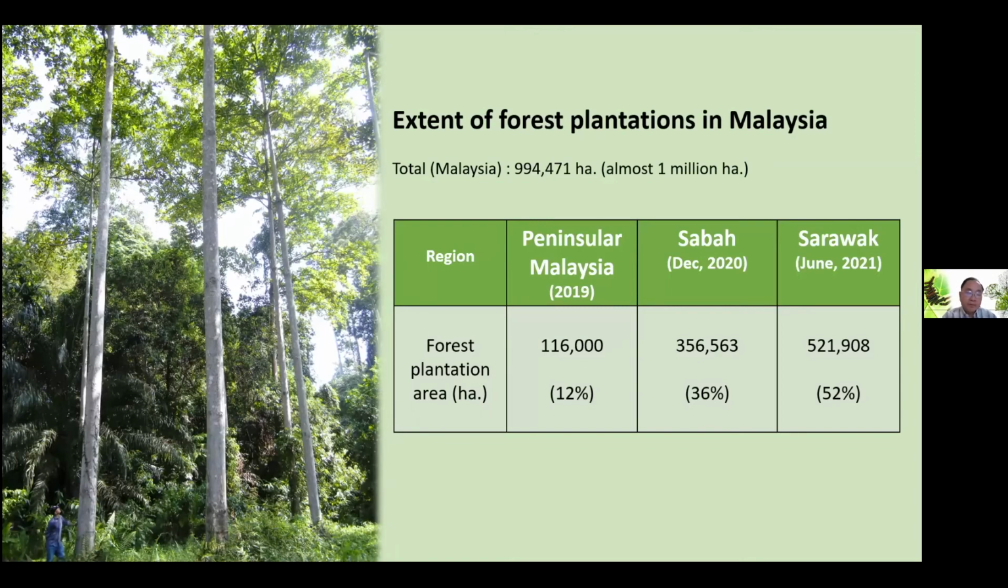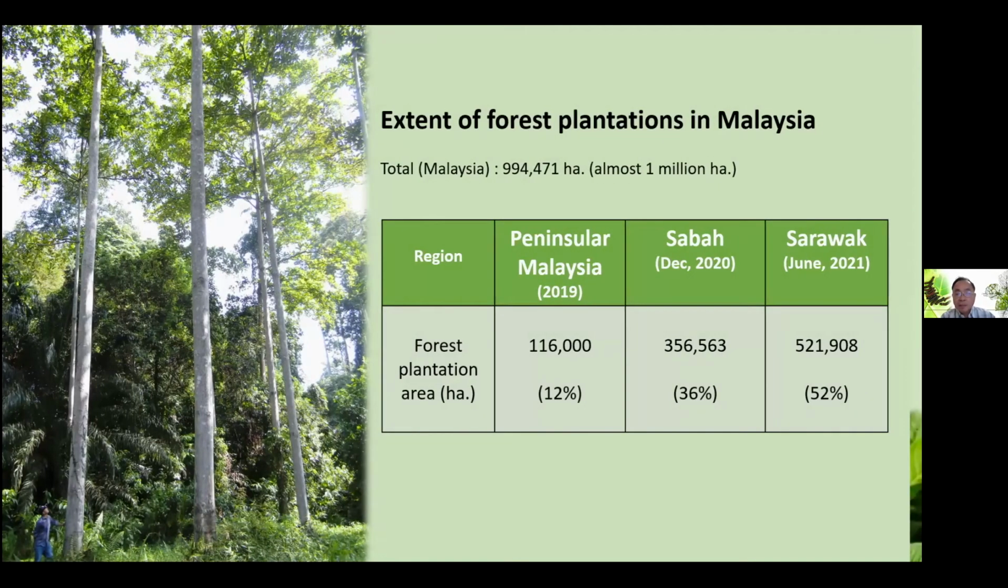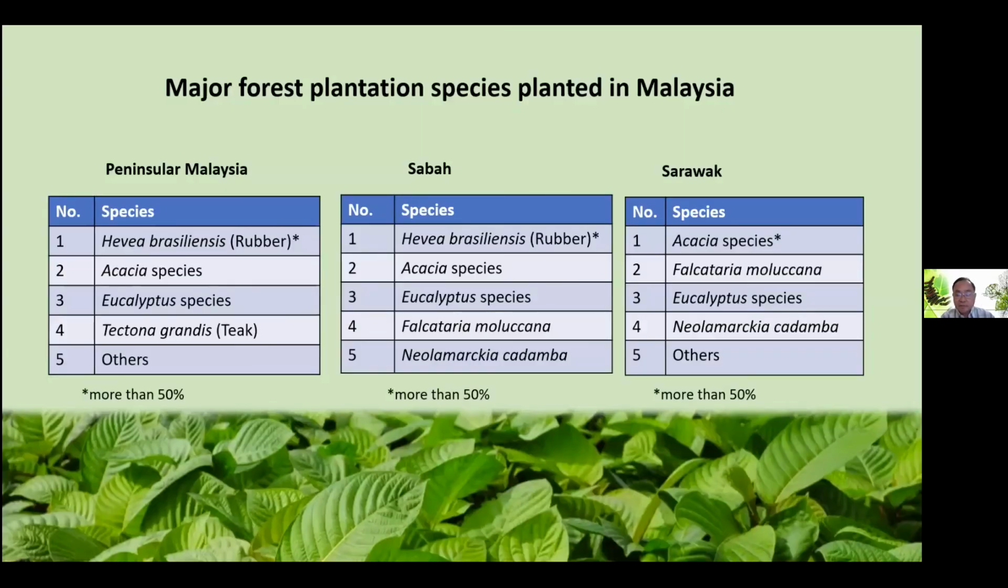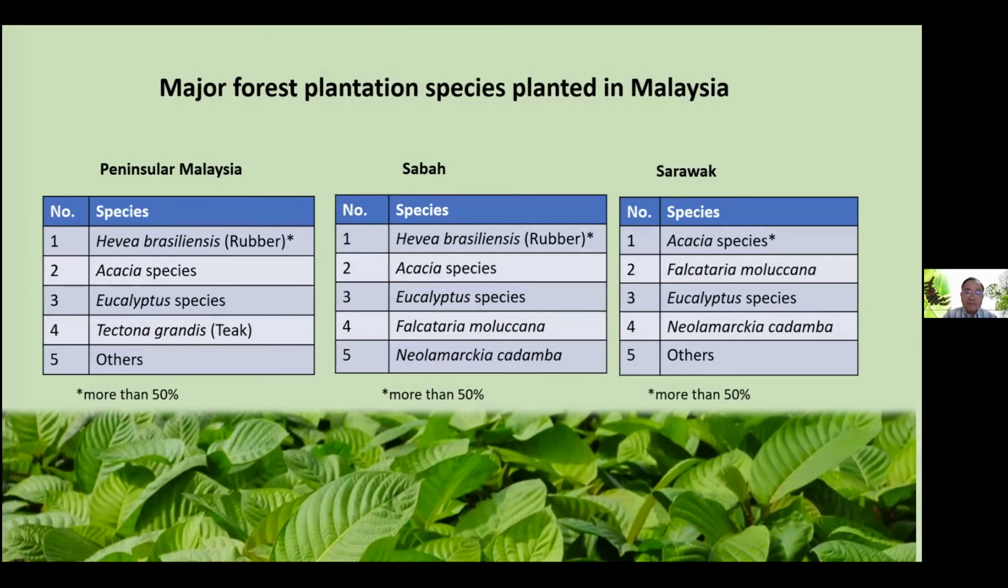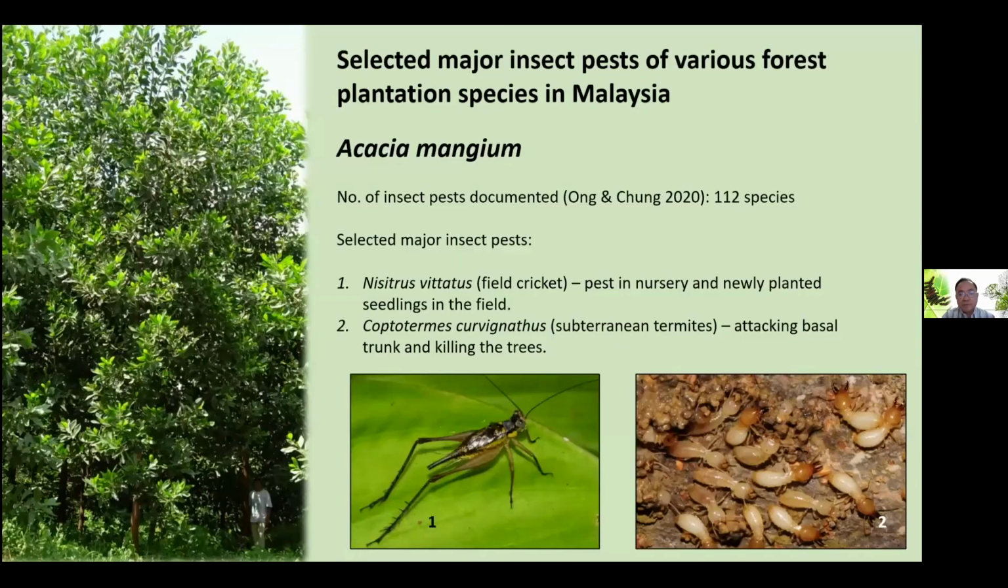Rubber is the most planted species in Peninsular Malaysia and Sabah, while in Sarawak it is the acacia species, mostly Acacia mangium. Other plantation species in Malaysia include eucalyptus, especially Pelita, Falcataria moluccana, Neolamarckia cadamba, and Tectona grandis. Right, now let me have this opportunity to share with you some of the recent major insect pests of forest plantations in Malaysia. We start off with Acacia mangium.